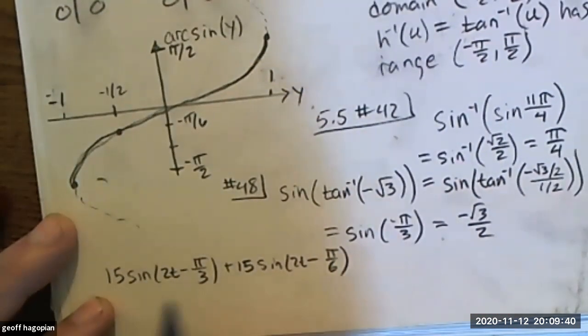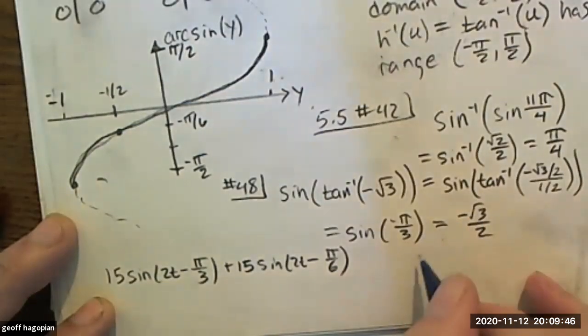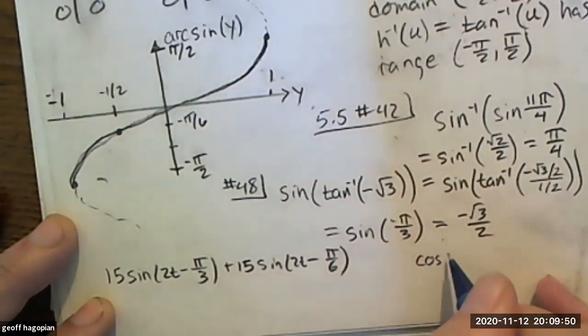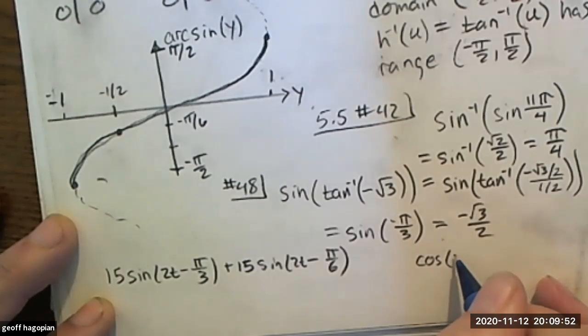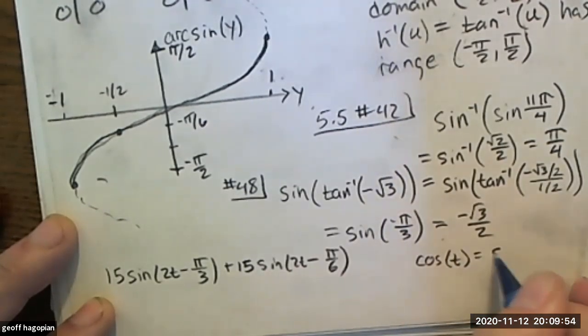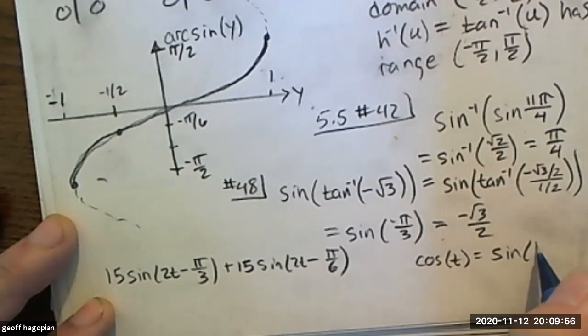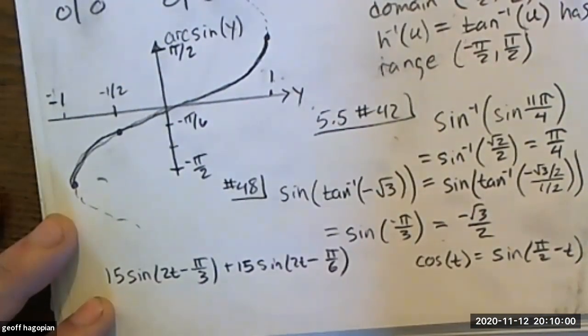we can factor out the 15. What do we know? We know that cosine of t is equal to the sine of pi over 2 minus t. Is that true? They're off by pi over 2, right?